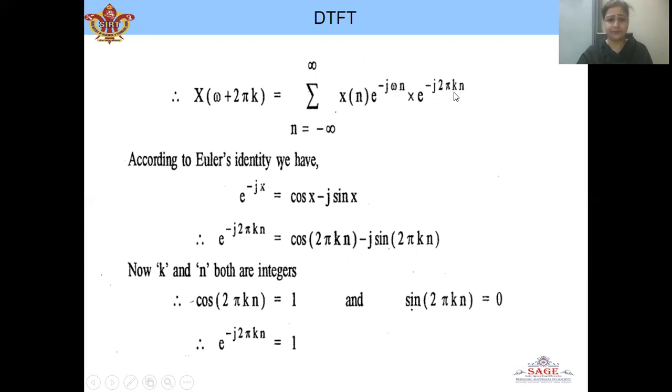So it will be e to the power minus j omega n into e to the power minus j 2 pi k n. Now, according to Euler's formula, e to the power minus j x is written as cos x minus j sin x. So, e to the power minus j 2 pi k n will be written as cos 2 pi k n minus j sin 2 pi k n. Here, cos 2 pi k n is 1, whereas sin 2 pi k n is 0. So this e to the power minus j 2 pi k n will be equal to 1. That means this term will become 1 and we will be left with the remaining term.